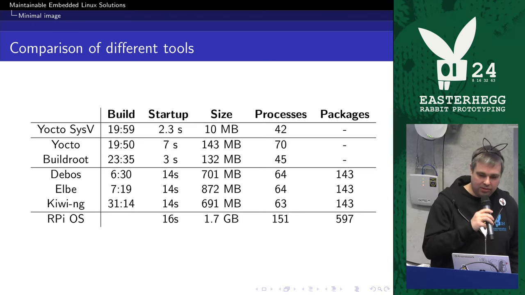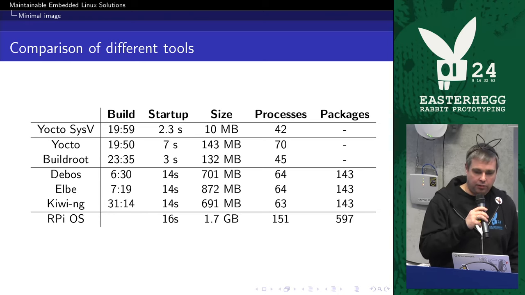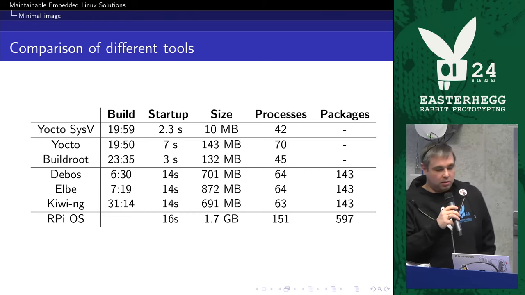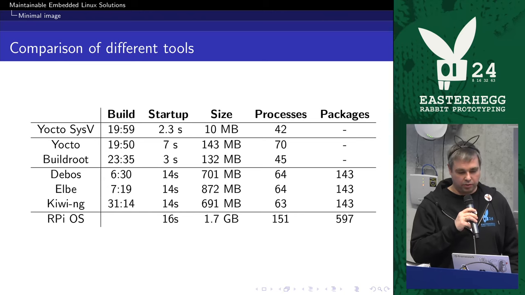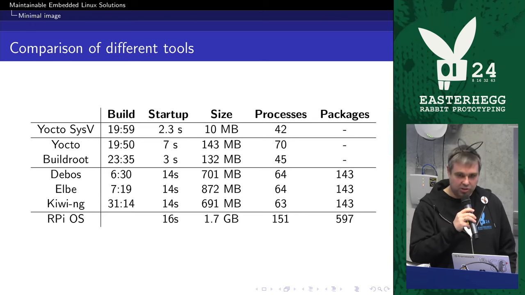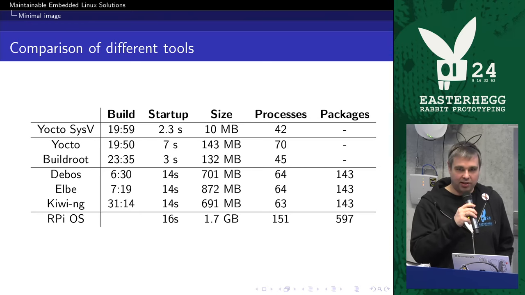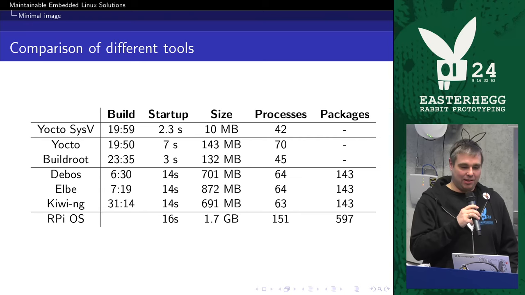Okay, there is also one thing to mention. We have tried to build this minimal image as easy as possible. We have not spent any effort on optimizing them because we want the out-of-the-box experience for these tools. And you can see the Yocto sysvinit is out of the box the fastest system for the startup with 2.3 seconds. Also, these measures are not really done with error bars and so on. It's just, let's try it out, make one or two measures and then be happy with it. So not really reliable numbers, but I think for the comparison, good enough.